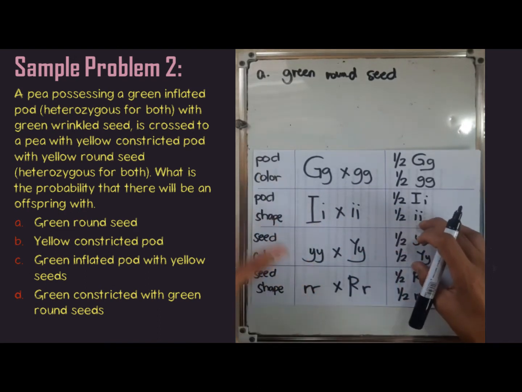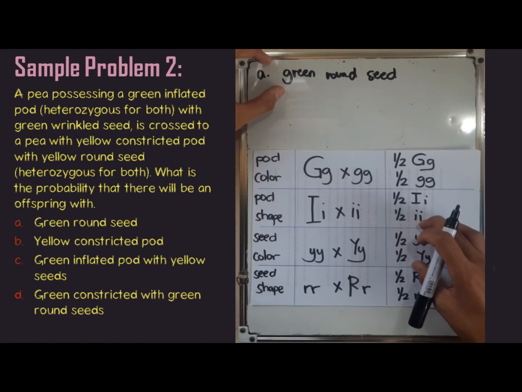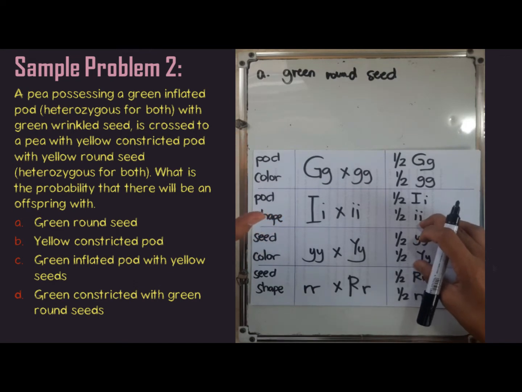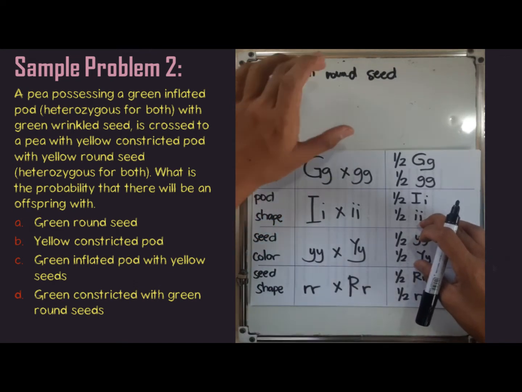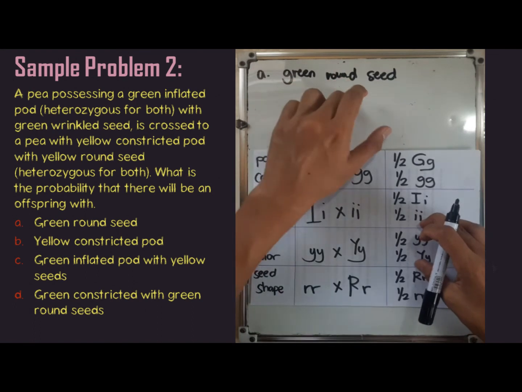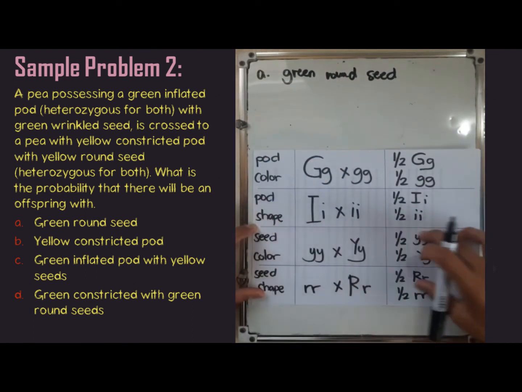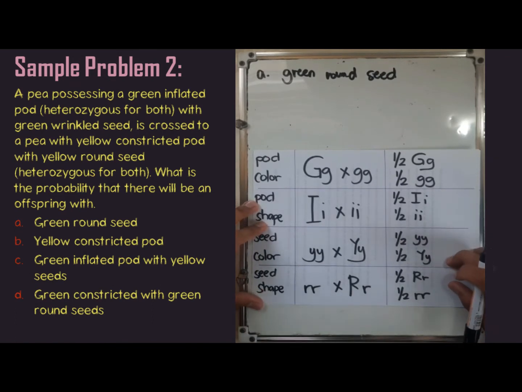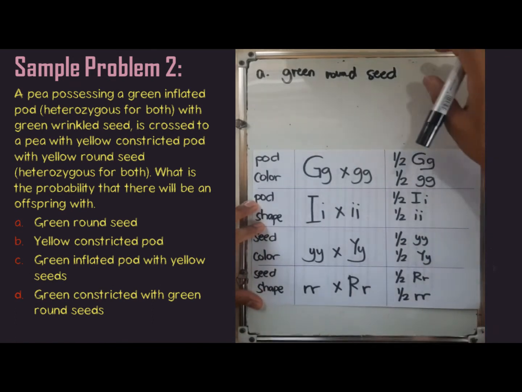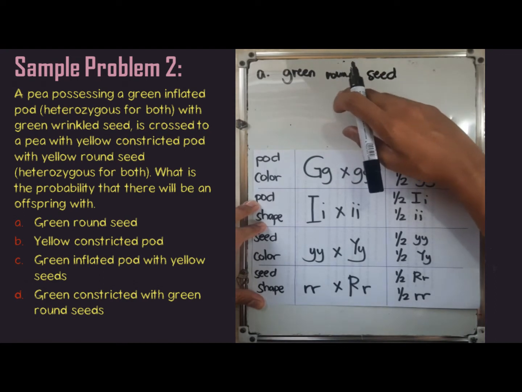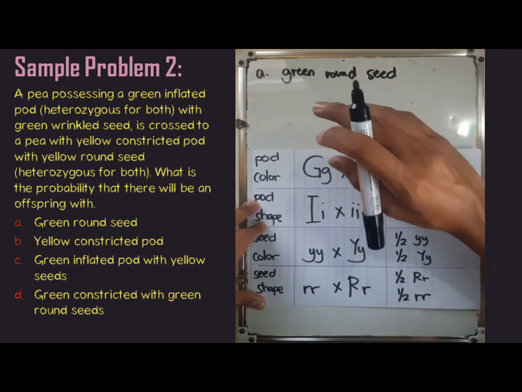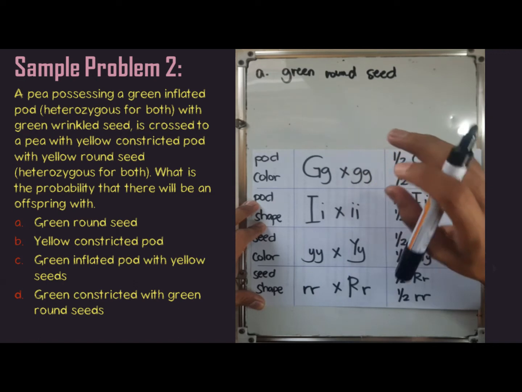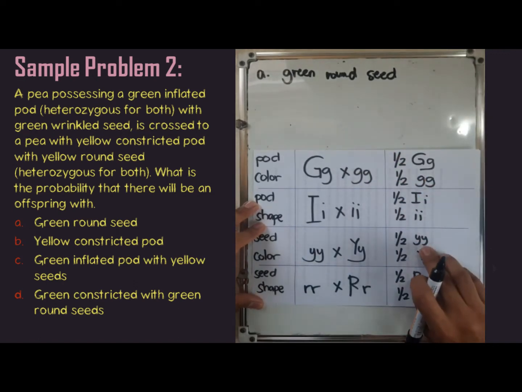So for instance, for letter A, we have here the presence of green round seed. Then, let's just locate where are the different traits that would give us the color green and the round shape when it comes to the seed. So we are going to focus on the lower portion. Okay? We can simply observe here that the probability of the genotype of the parents to have green seed is equivalent to 1/2.